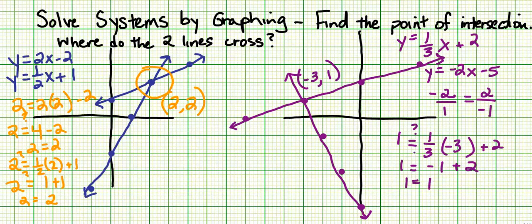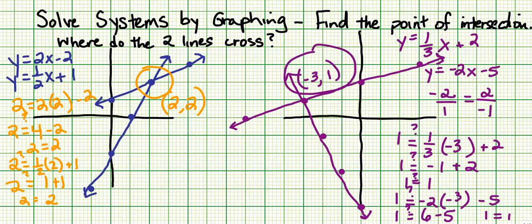Let's see if it works in the second equation. Y in this point is a 1, so I'm going to change it to a 1. -2 times x. Well, x in the point that I found to be the solution is a -3. Does 1 equal -2 times -3 minus 5? -2 times -3 is a 6. 6 minus 5 is 1. So yep, 1 equals 1. That tells me that -3, 1 works in both equations. So that must be the solution to my system.